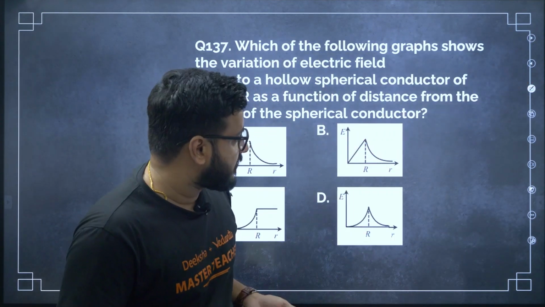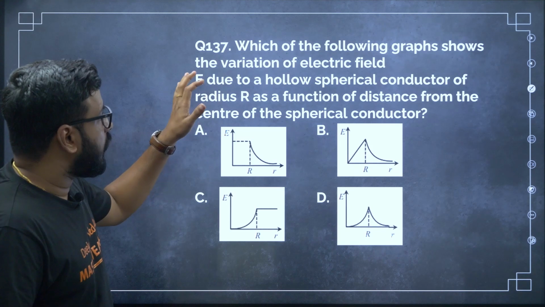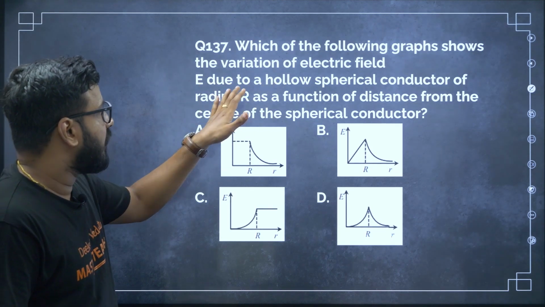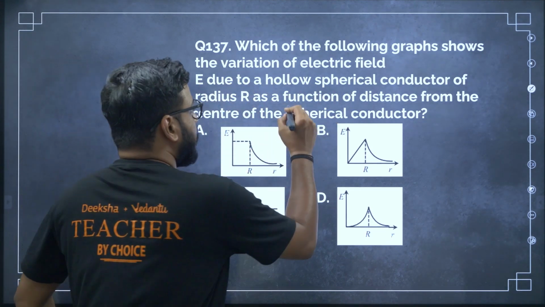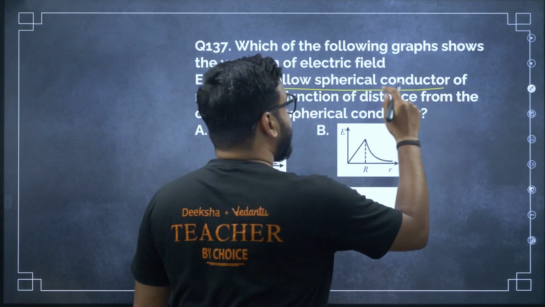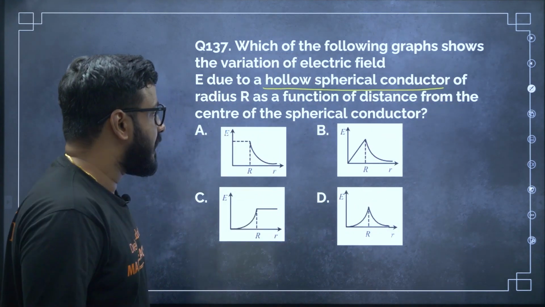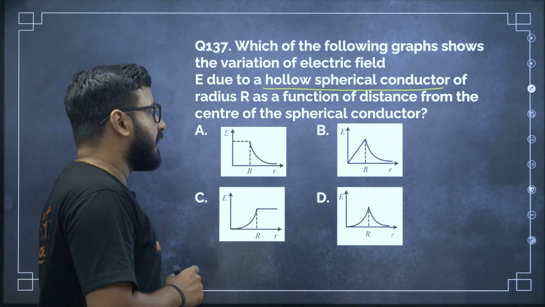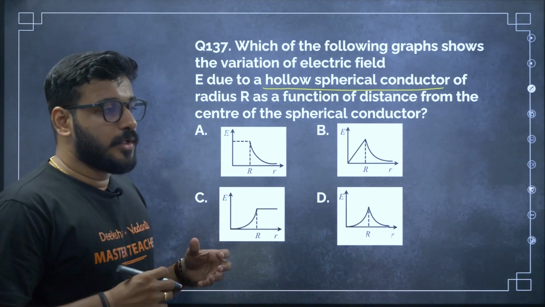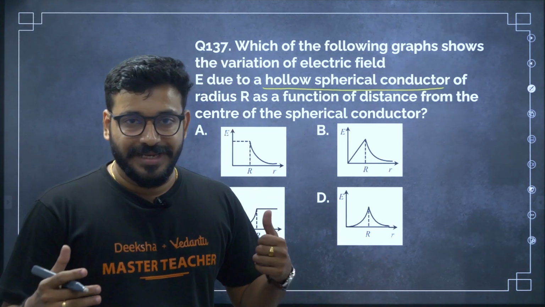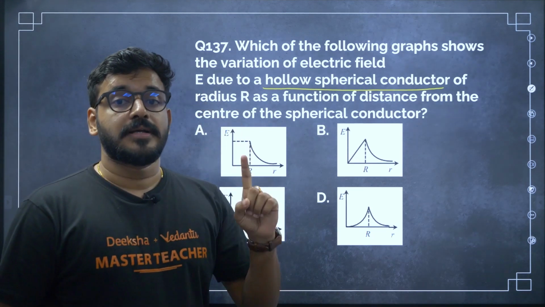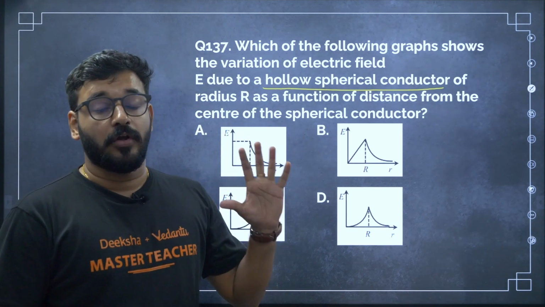The next question is a graph based question. Which of the following graphs show the variation of electric field E due to a hollow spherical conductor? That is the biggest clue that you can get. Hollow spherical conductor of radius r as a function of distance from the center of the spherical conductor. So as the distance increases from the center of the spherical conductor, how does the electric field vary for a metallic conductor? We are talking about a conductor.